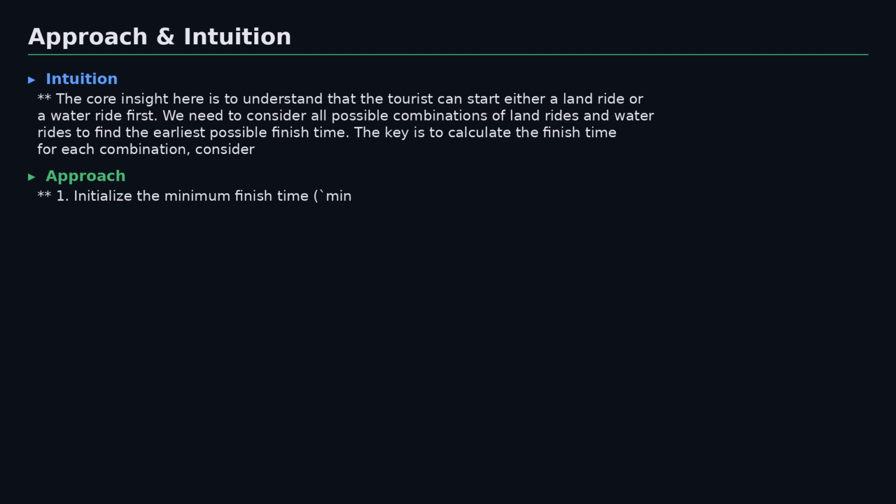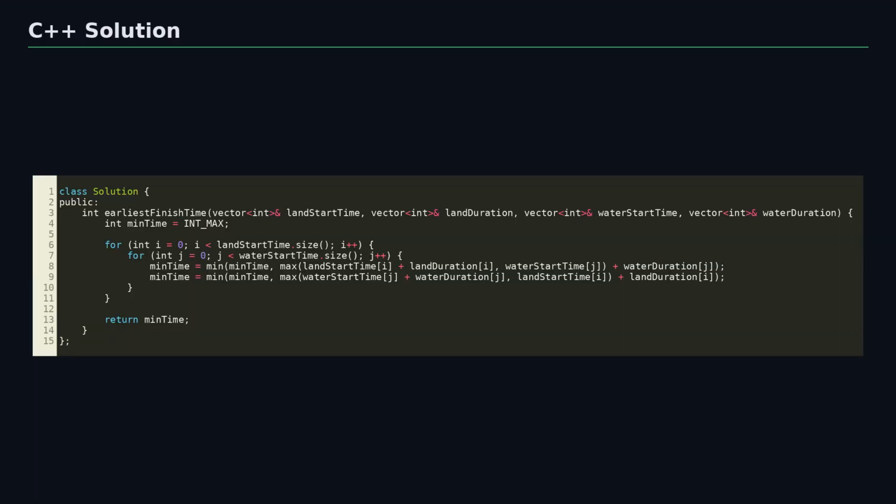We'll start by initializing the minimum finish time to a large value. Then, we'll iterate over each land ride and each water ride, considering all possible combinations of rides. For each combination, we'll calculate the finish time assuming the land ride is started first, and update the minimum finish time if necessary. We'll do the same thing assuming the water ride is started first. By considering all possible combinations, we can find the earliest possible finish time for the tourist. Now, let's take a look at the code.